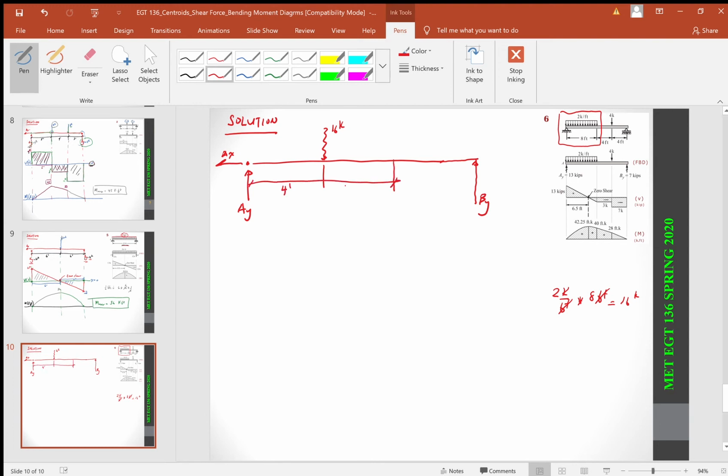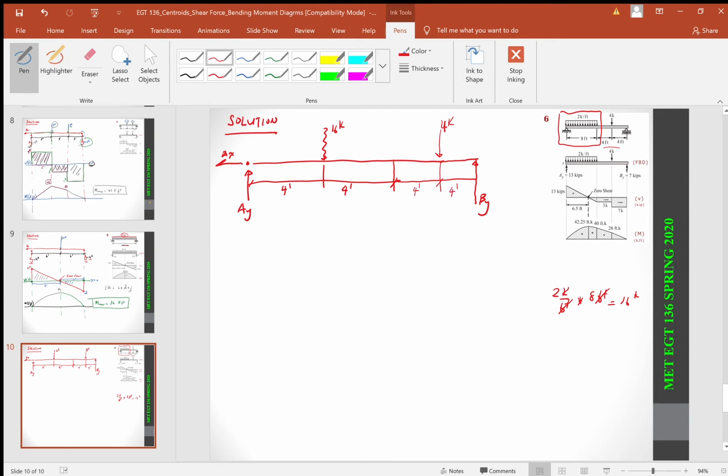This is 4 feet, this is 4 feet, and I have another 4 feet. Oops, I got that wrong. Sorry, let me just erase this part. And we have another one, because 8 plus 8 is 16, then 4, 4. So we have another one here. This is going to be your 4 kips, and this is going to be 4 feet, and this is going to be 4 feet.